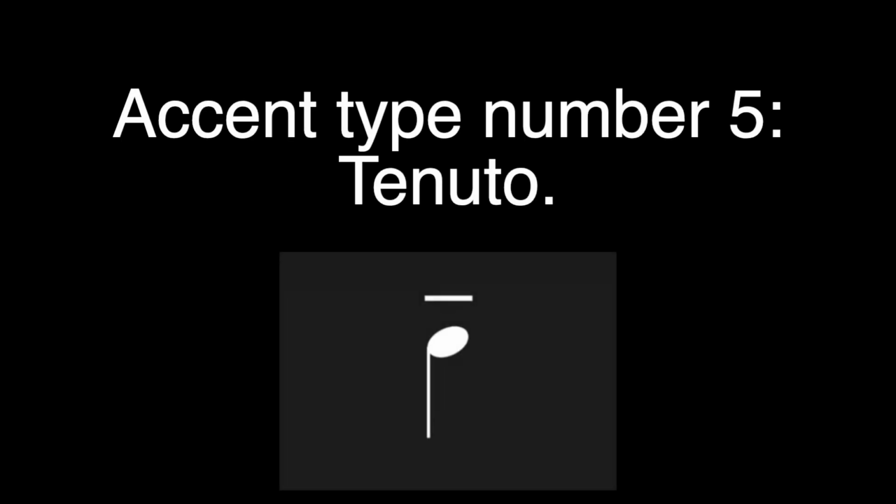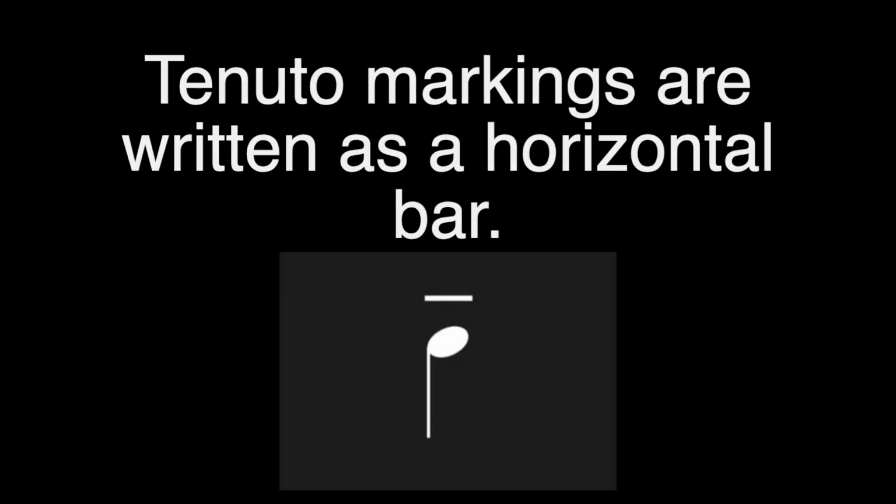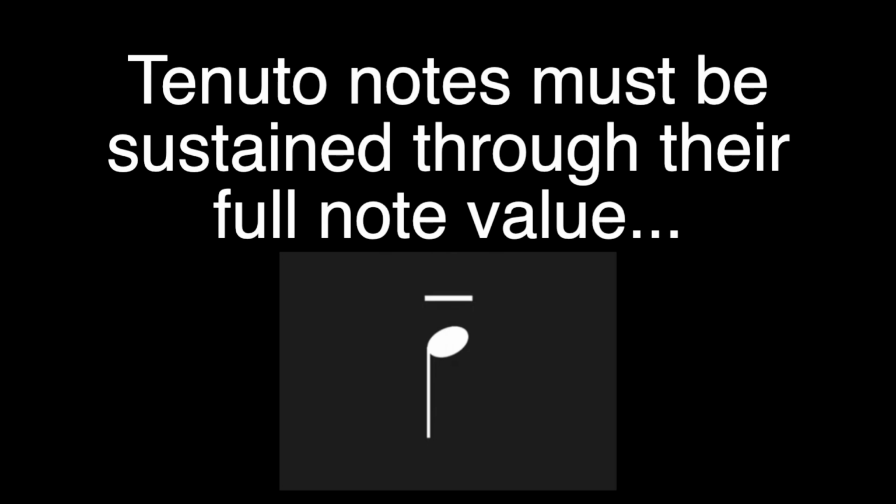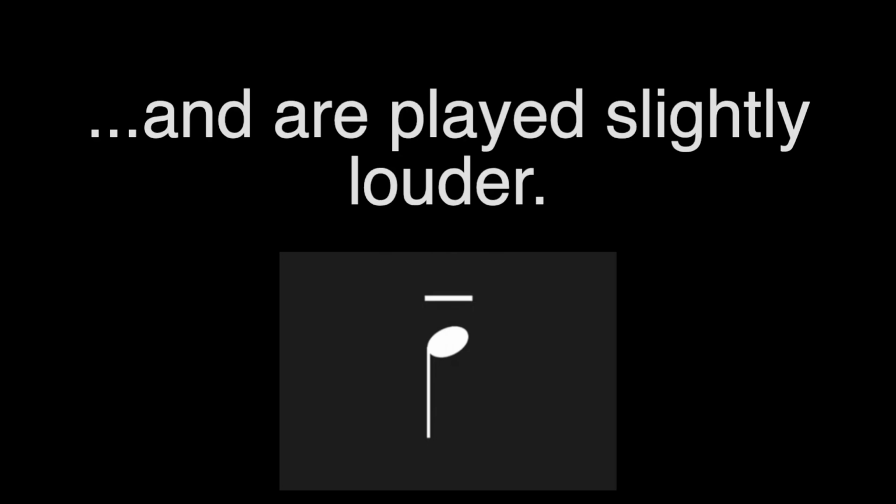Accent type number 5, tenuto. Tenuto markings are written as a horizontal bar. It indicates that a note has extra weight on it. Tenuto notes must be sustained through their full note value and are played slightly louder.